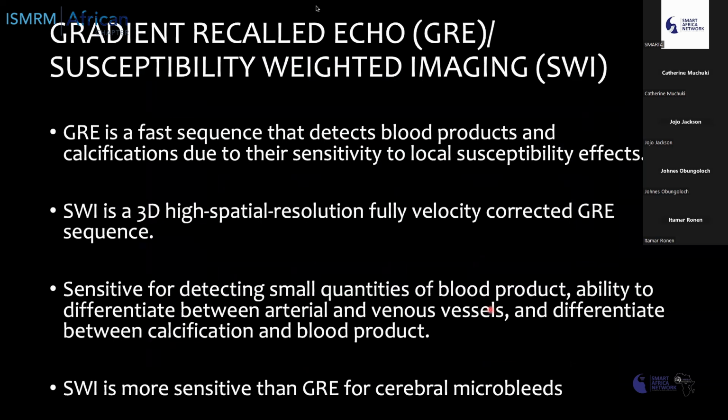Then we have the gradient recalled echo and susceptibility weighted images. Both of these images are used to detect small amounts of blood products and calcification due to their sensitivity to local susceptibility effects. The SWI is an improved version of the GRE and helps to detect small quantities of blood, be able to tell if it's an arterial or venous vessel, and also be able to differentiate calcifications from blood products. And it's more sensitive than the GRE for looking at cerebral microbleeds.